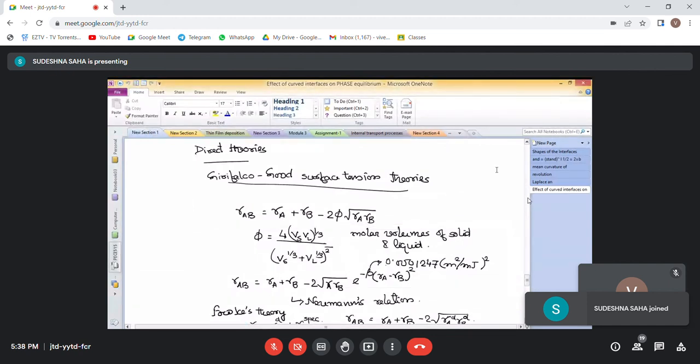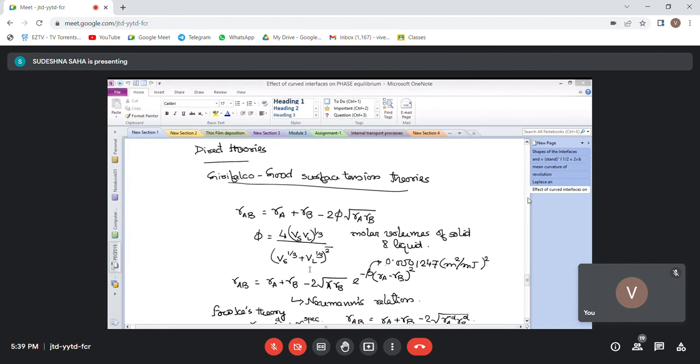Okay, so there are certain direct theories by applying which we can calculate the surface tensions. The first and foremost is the Good-Girifalco surface tension theory, which says that if you want to measure the interfacial tension gamma AB, this will be nothing but gamma A plus gamma B minus 2 phi square root of gamma A gamma B. Phi is 4 times Vs Vl to the power 1/3, over Vs to the power 1/3 plus Vl to the power 1/3, whole square. These are the molar volumes of the solid and the liquid.